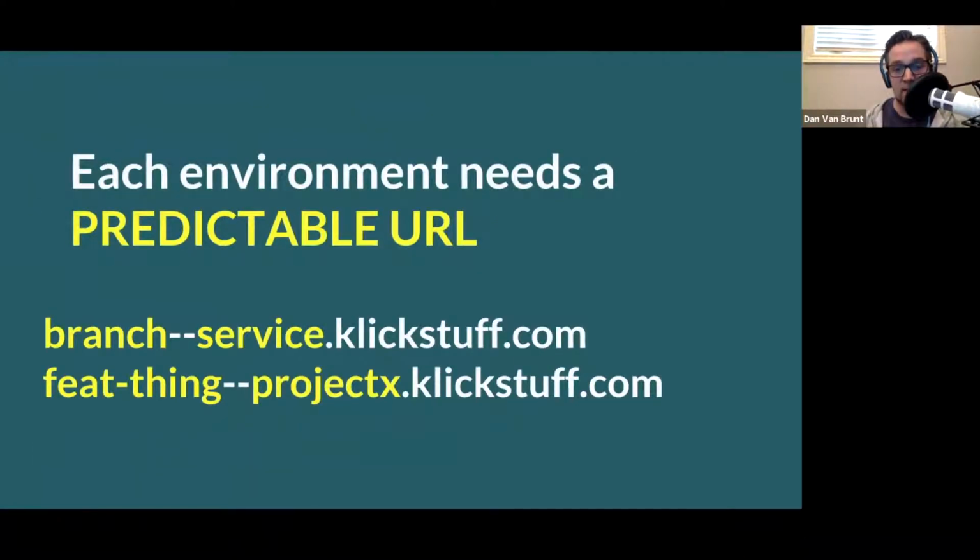The other thing we wanted is a predictable URL. So in the case of, at least for this demo, we're using clickstuff.com. And so the idea would be the branch you're working on, dash, the service, or let's say the project you're working on, and then .clickstuff.com. So anytime a new feature was created and somebody wanted to test it, they would have a predictable URL they could go to see that environment. So the example below is feat-thing, project X being the project, .clickstuff.com.